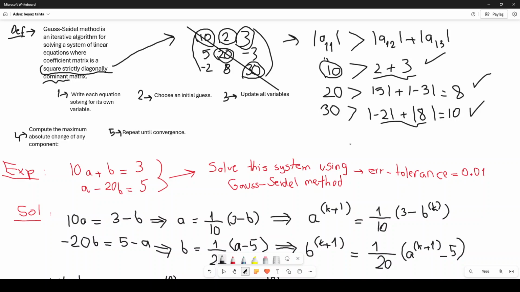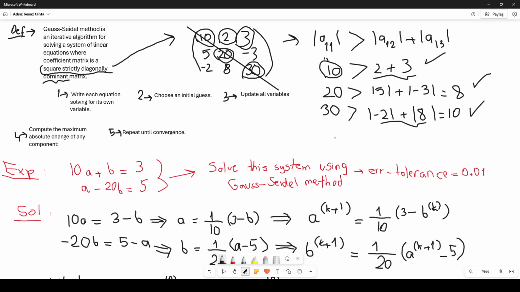And this is called a strictly diagonally dominant matrix. If there is at least one row that does not satisfy this property, then the matrix is not strictly diagonally dominant. So this is just to ensure that our Gauss Seidel method is really converging to a solution that we try to approach using this numerical iterative technique.